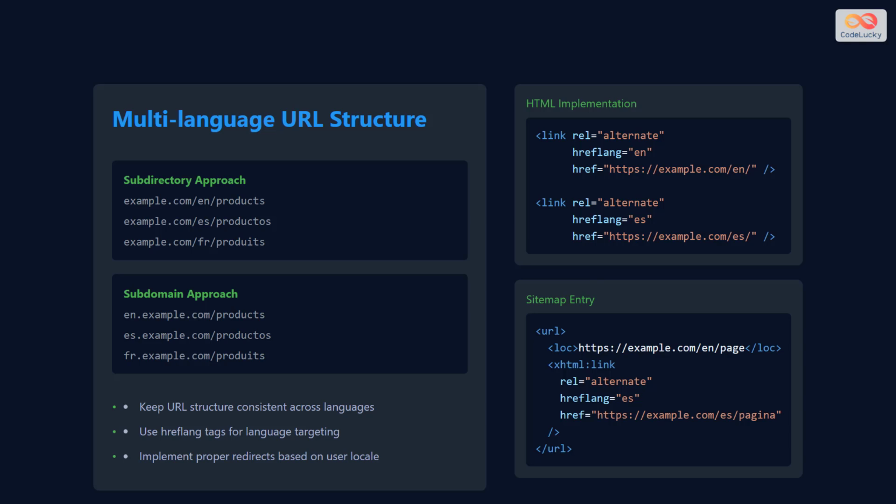en.example.com/products and es.example.com/productos. Regardless of your approach, maintain a consistent URL structure across all languages. Use hreflang tags to help search engines understand the language targeting and implement redirects based on user location. Here is an example of HTML implementation with link tag and an example of a sitemap entry for multi-language URLs.